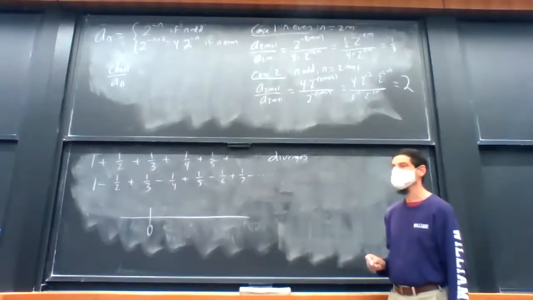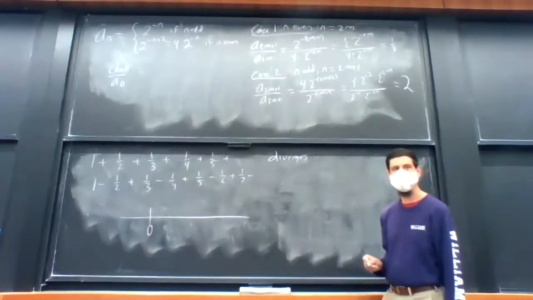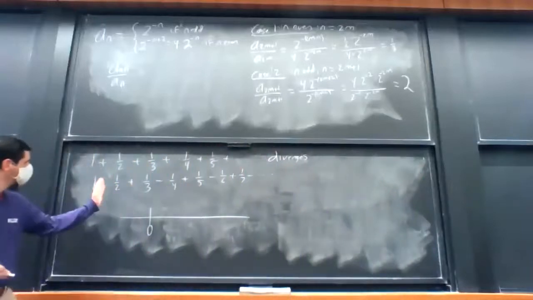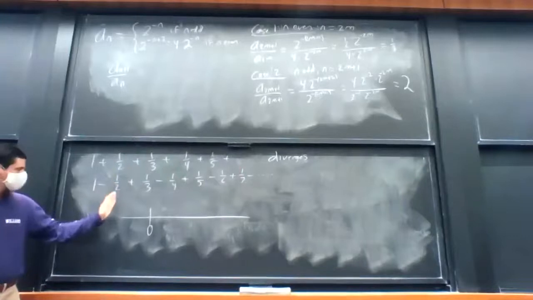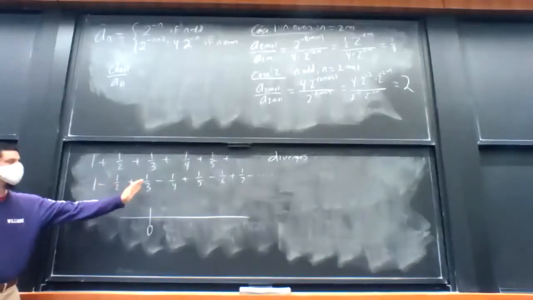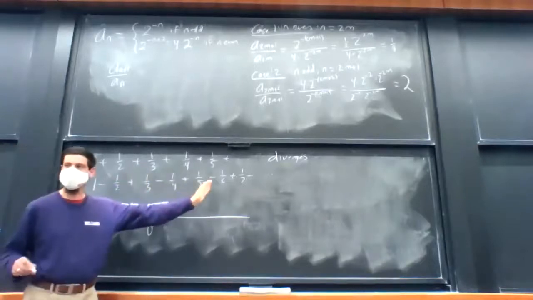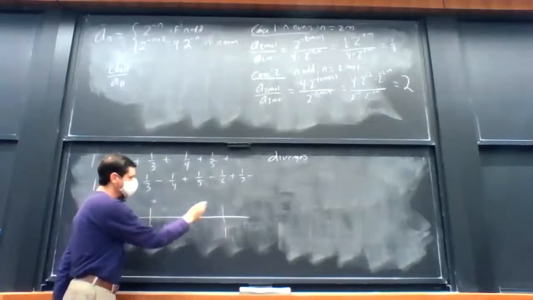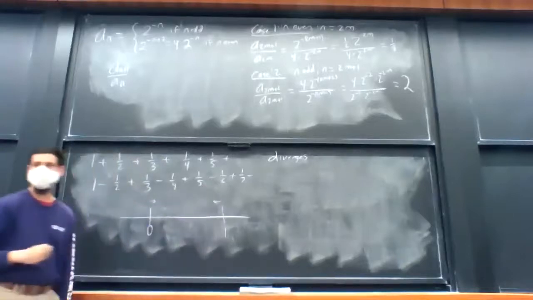Could the infinite sum be greater than 1? Why not? You're never going to make up for it. Once we have 1, the negative 1/2 beats the 1/3, the negative 1/4 beats the 1/5. So we know it's got to be greater than 0 and less than 1.